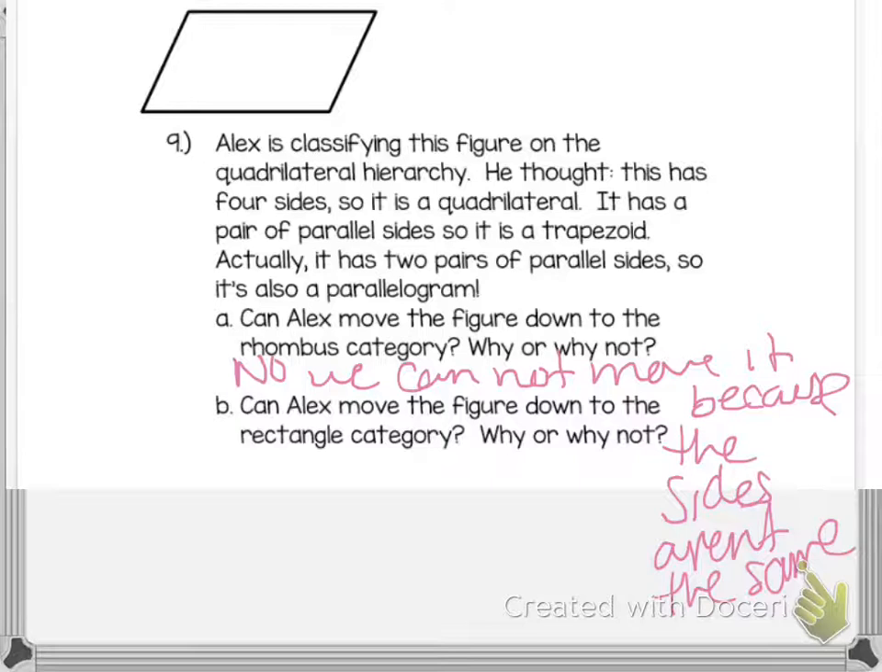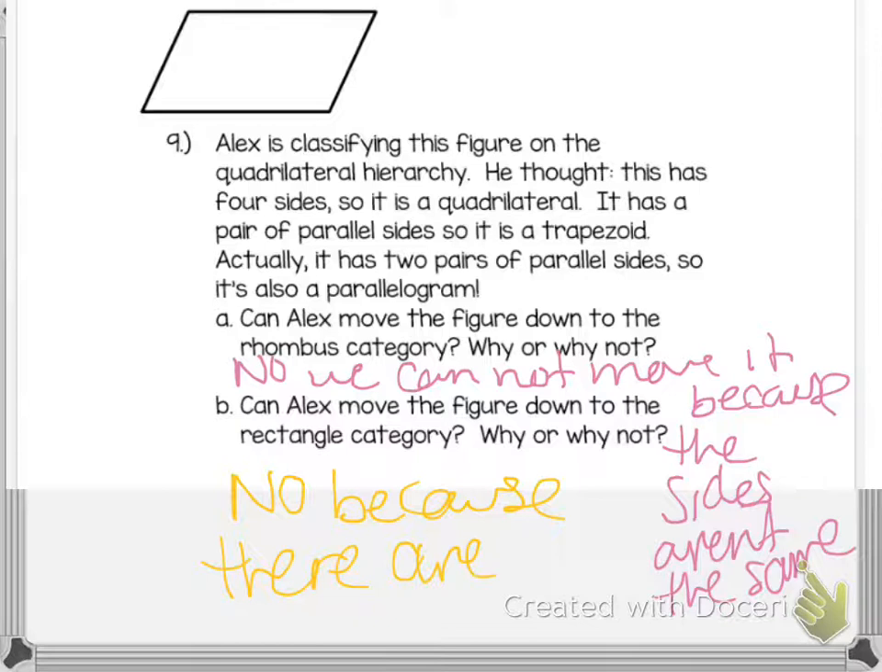Can Alex move the figure down to the rectangle category? A rectangle has 4 right angles. Does this have any right angles? No. So no, because there are no right angles.